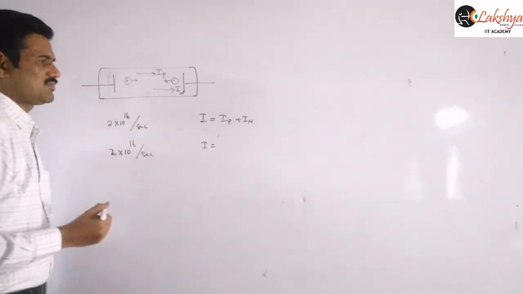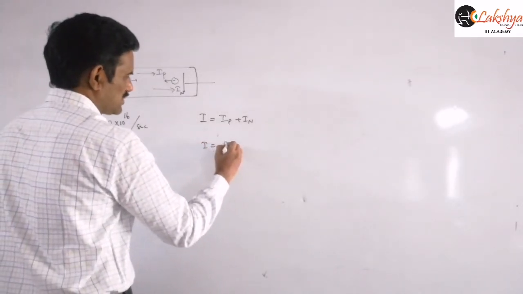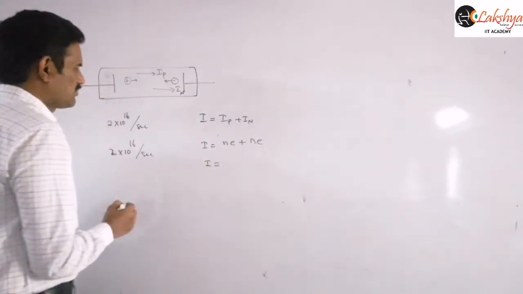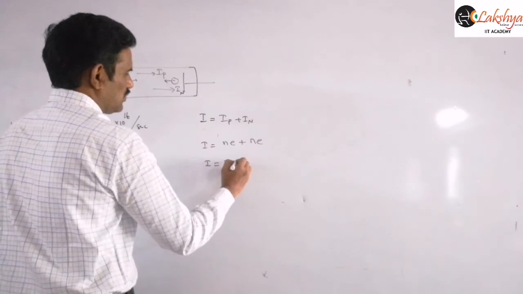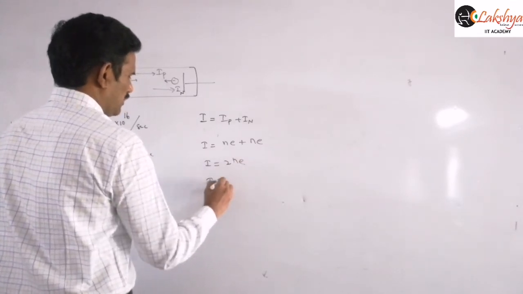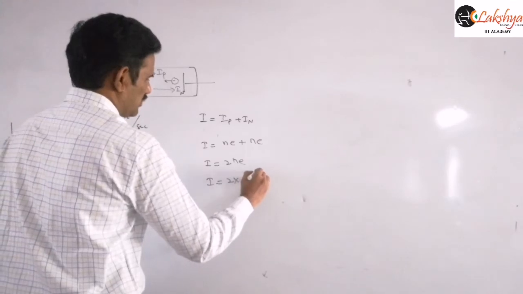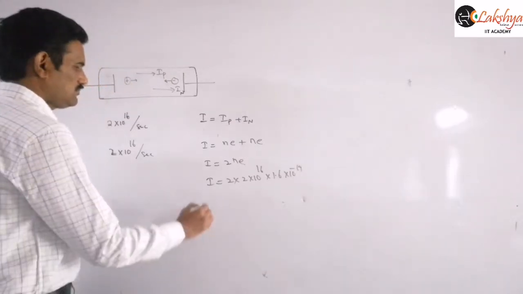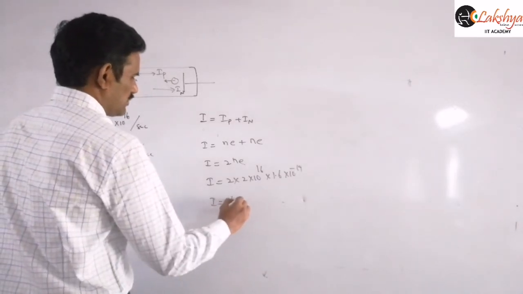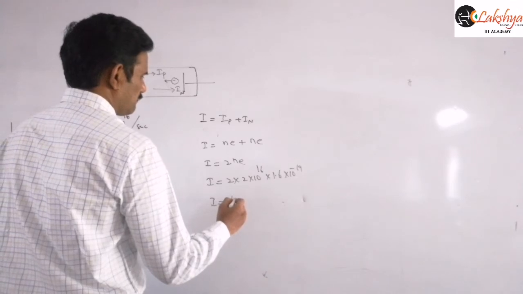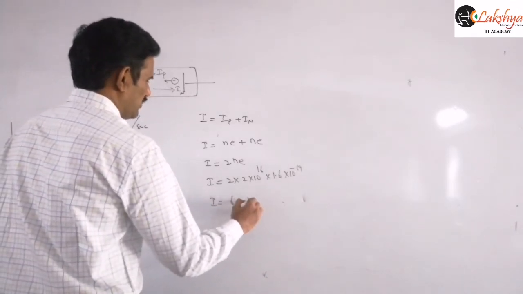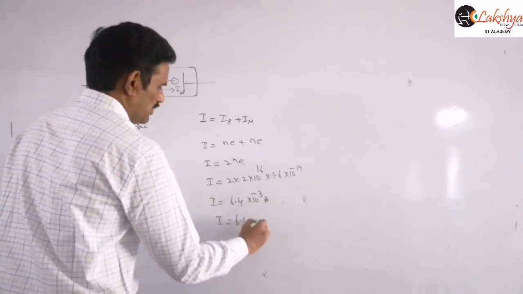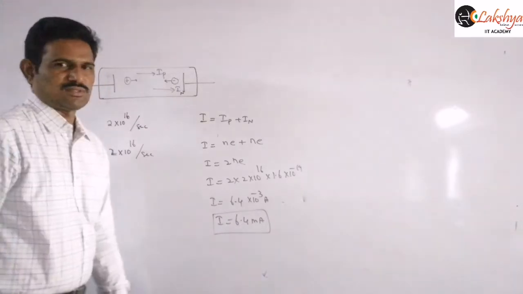The current due to positive ions is Ne, plus this is also Ne because both are the same in number. So this is 2Ne. Substituting those values, 2 into 2 into 10 power 16 into 1.6 into 10 power minus 19, I get 6.4 into 10 power minus 3 amperes. So the current will be equal to 6.4 milliamperes. That is the current flowing through this given cross section.